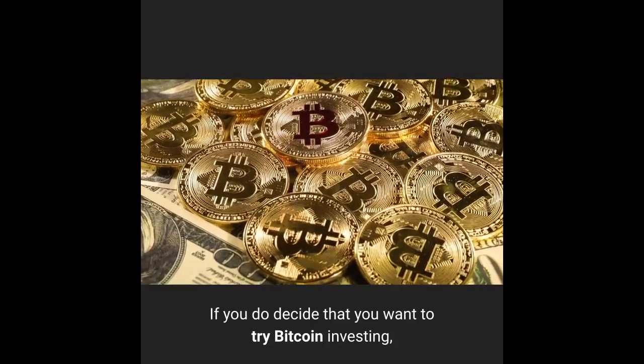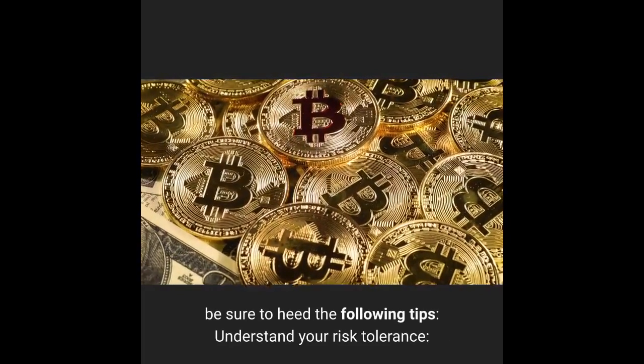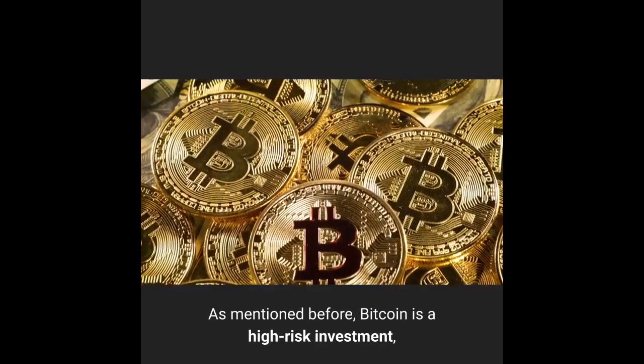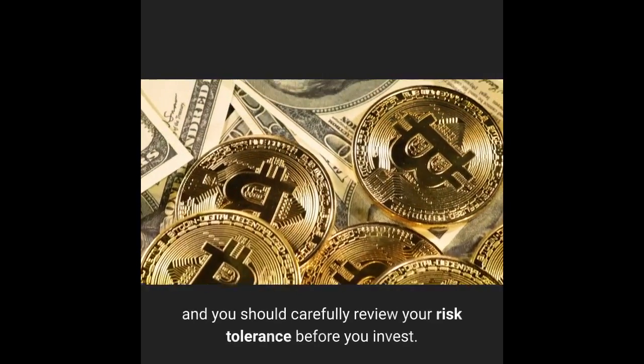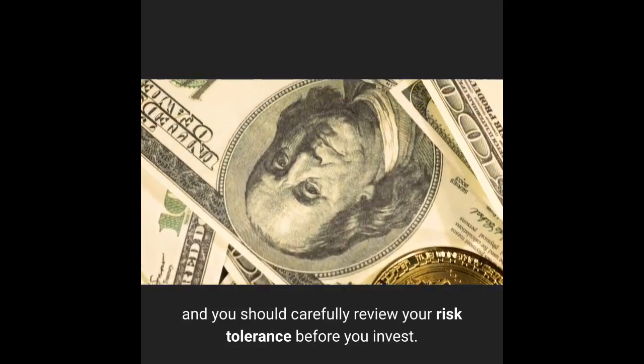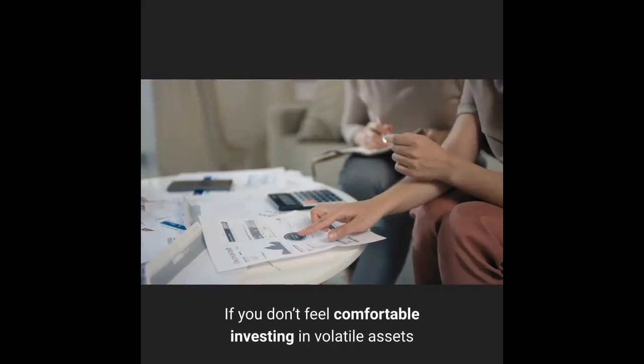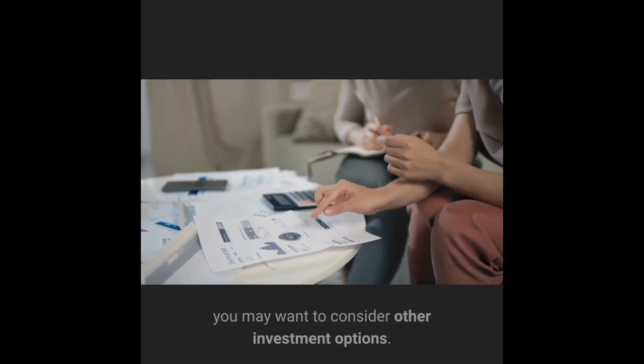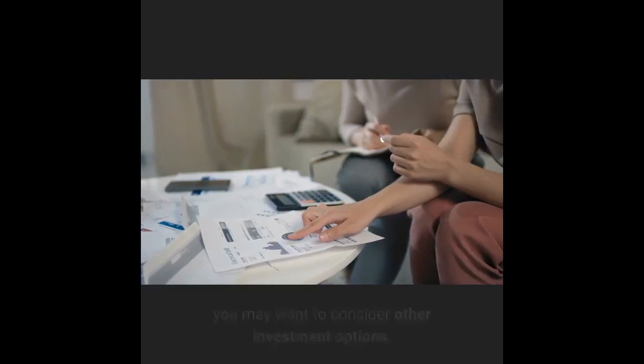If you do decide that you want to try Bitcoin investing, be sure to heed the following tips. Understand your risk tolerance. As mentioned before, Bitcoin is a high-risk investment, and you should carefully review your risk tolerance before you invest. If you don't feel comfortable investing in volatile assets or only have a small sum of money to invest, you may want to consider other investment options.